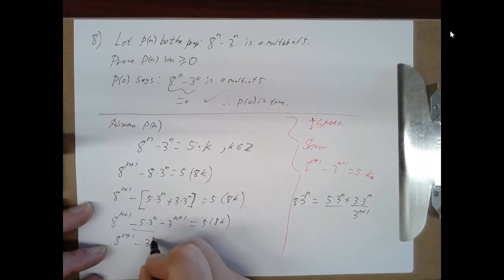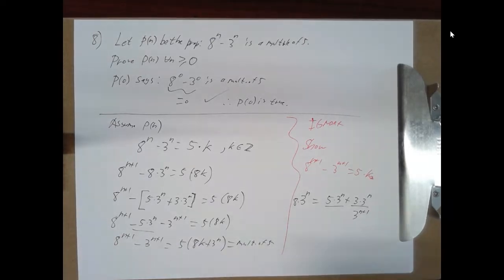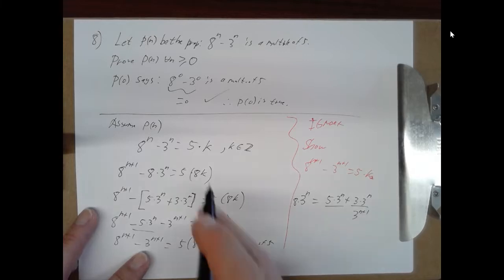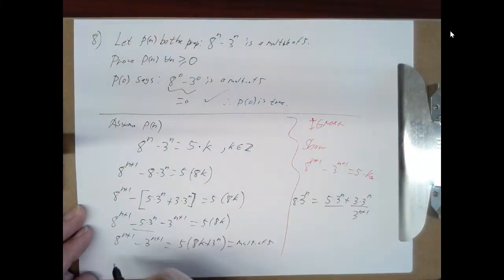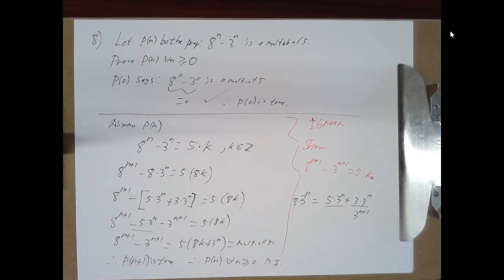8 to the n plus 1 minus 3 to the n plus 1 equals 5 times 8k plus 3 to the n. And this is a multiple of 5, because it's 5 times this integer. K is an int, n's an int. So assuming P of n, we've shown 8 to the n plus 1 minus 3 to the n plus 1 is a multiple of 5. That's what P of n plus 1 says. So P of n plus 1 is true. Therefore, P of n is true for all n bigger than or equal to 0 by mathematical induction.